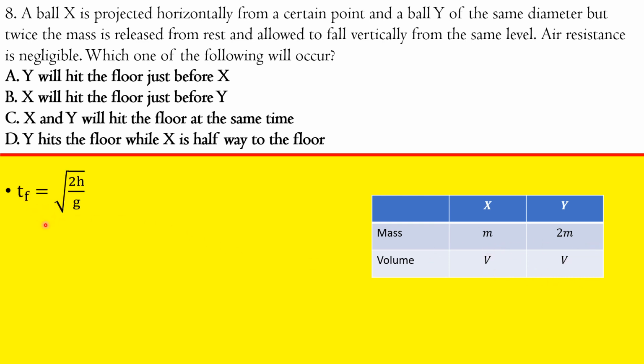Now, the time for them to hit the ground, which is basically time of flight, is basically square root of 2h over g. If they are released from the same height, so one is dropped, one is shot at a horizontal velocity, the truth is you just want them to have the same height. Because they come from the same height, from a certain point, their time of flight will be the same, and our answer will just be C.